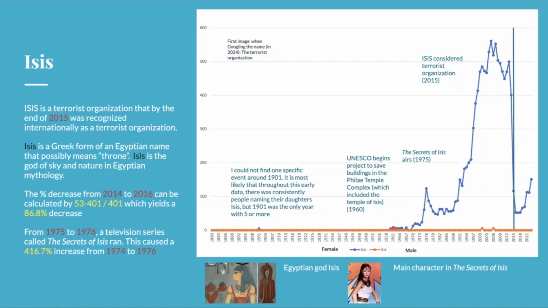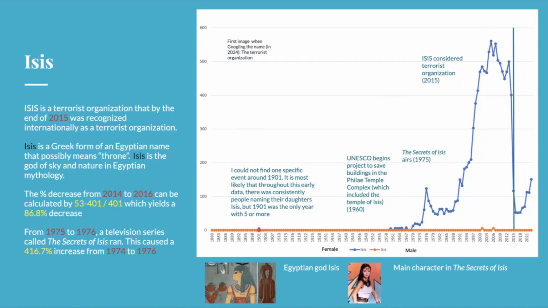And if we look, the name really kind of starts to pop up in like 1960. And I did some research, and that's when UNESCO begins a project to save buildings in the Philae Temple complex, which includes the Temple of Isis. And so maybe that kind of popping up in the news or something caused it to start being used as a name. The show had a little peak, but it started really being used after that, peaking in the early 2000s.